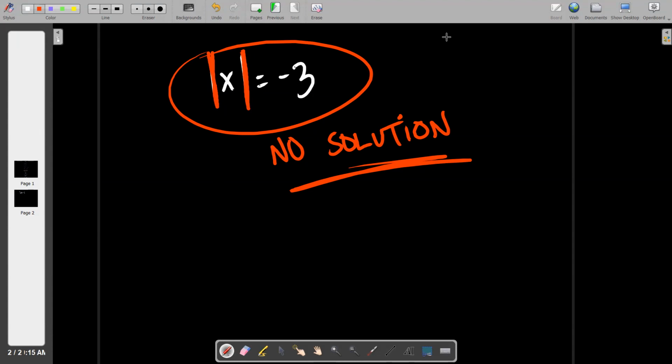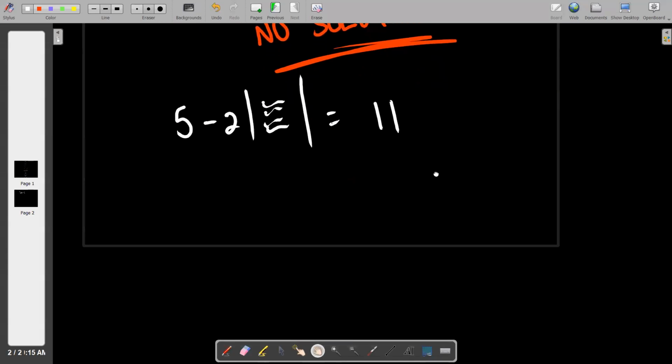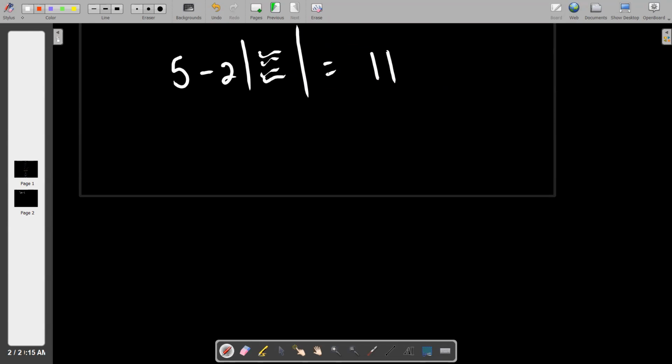Who had a hand over here? Yeah. It's negative because it's negative. If you get to the end, before I finish the recording, if you had a problem like this, if you had like 5 minus 2 times the absolute value of blah, blah, blah, blah equals 11. So if you went through the normal motions on this problem, you would of course subtract 5, right? So you would have negative 2 times the absolute value. I'll just put something in here. Let's do like m minus 4, because I don't care what it is. Equals 11 minus 5 is 6, right?